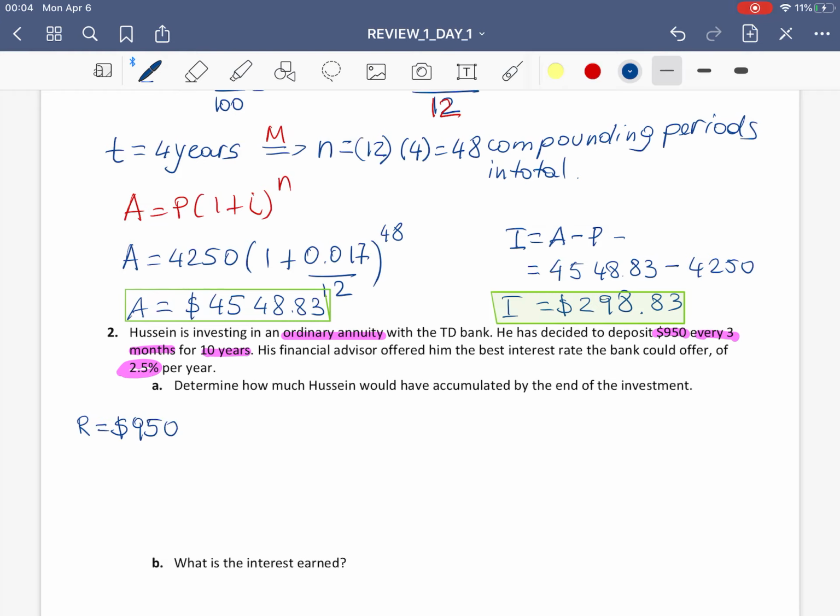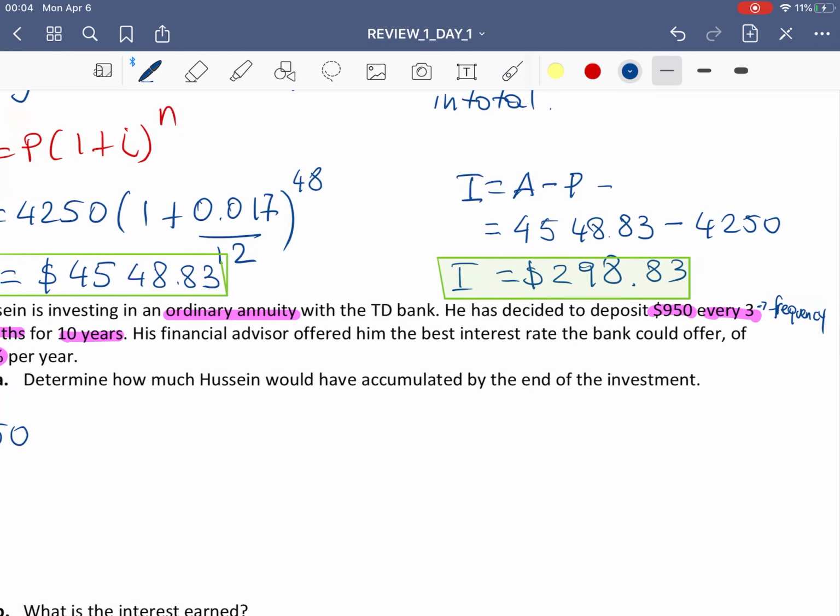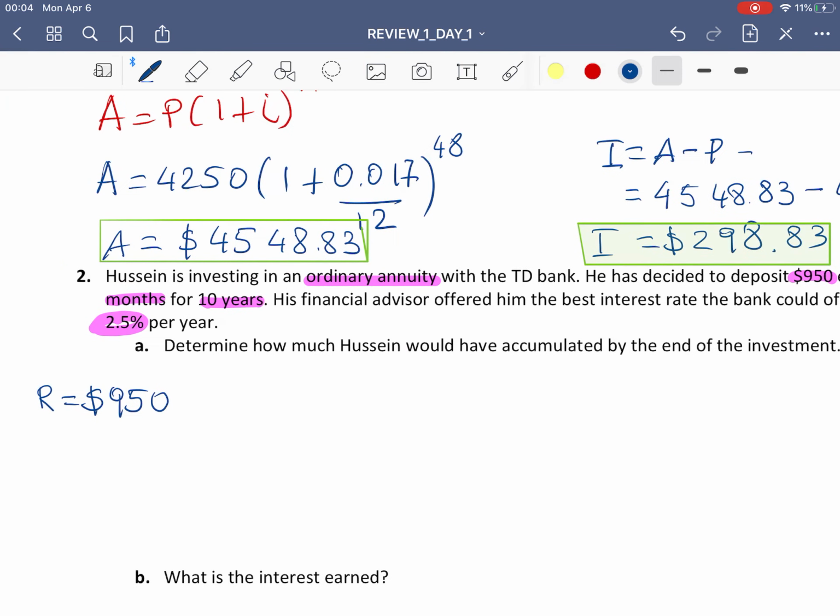That's the amount he's depositing regularly. And he's doing this every 3 months. So that will be the compounding frequency. With the compounding frequency every 3 months, that would be quarterly. Okay, beautiful writing here. And the investment has lasted 10 years, so time of 10 years.